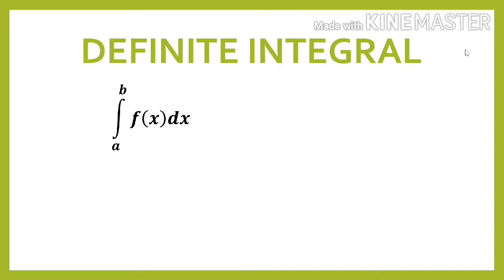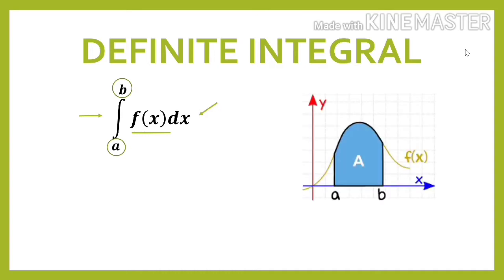As you can see, it contains a lower limit a and an upper limit b, also known as the limits of integration. f of x is known as the integrand, dx is the variable of integration, and this is the symbol of antiderivative, which represents a limit of sums. In this image, the area bound by the graph of the function and the x-axis and those a and b boundaries or limits is this.